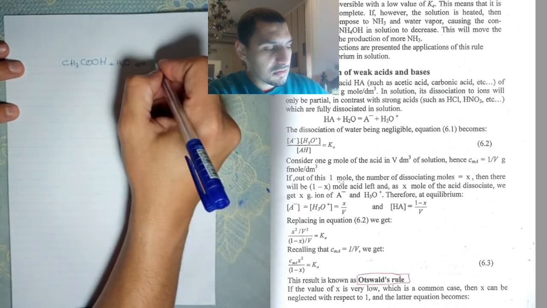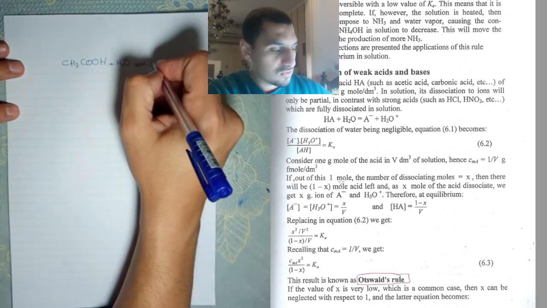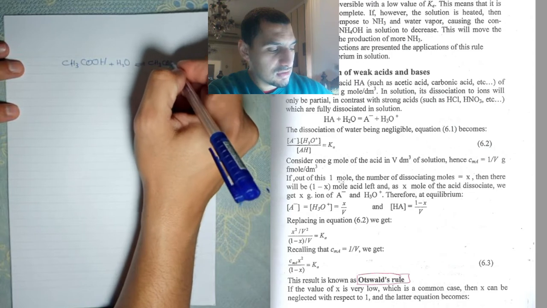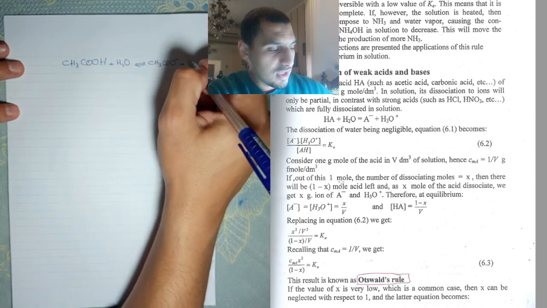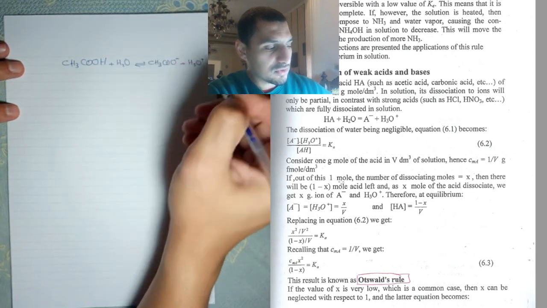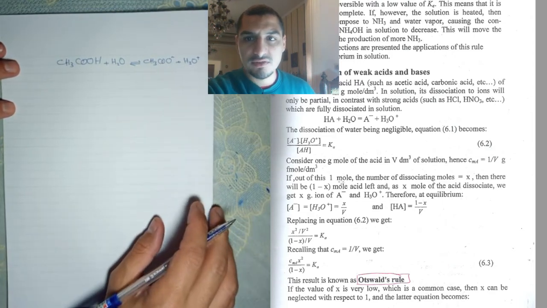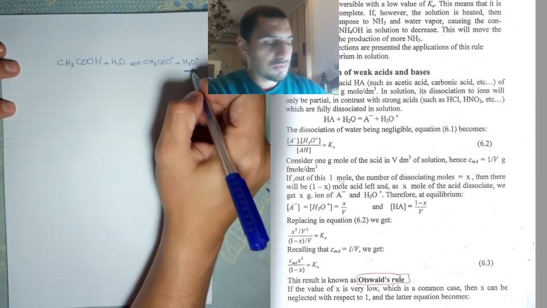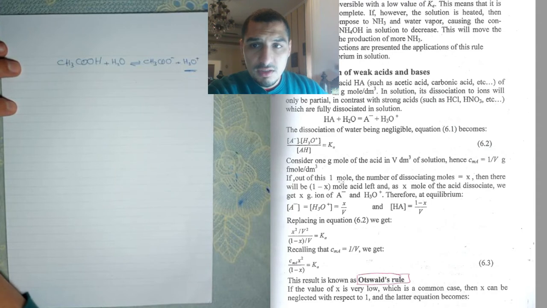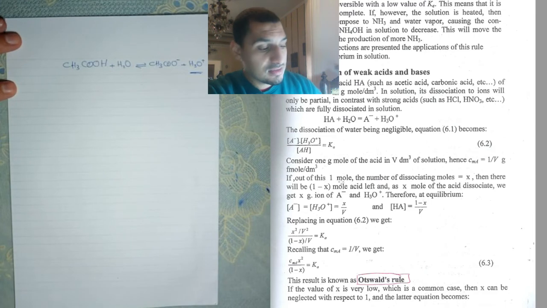So it's going to be converted into CH3COO negative and H3O positive. It should be an H positive, but H positive reacts with water to give hydronium ion, which is H3O positive. So this is the case for weak acids, and this is what we call it.